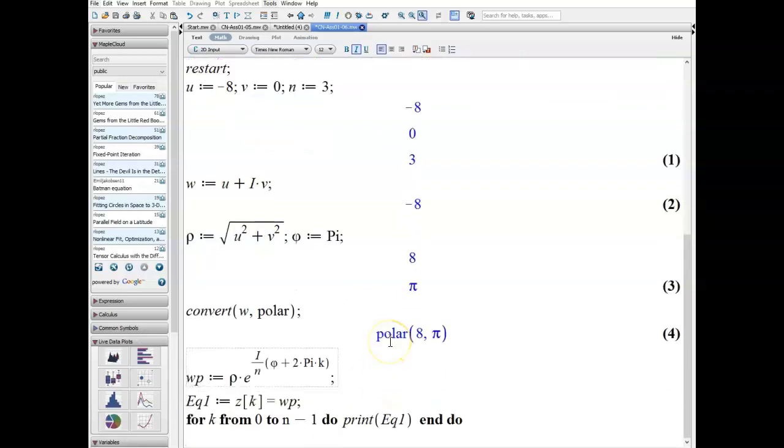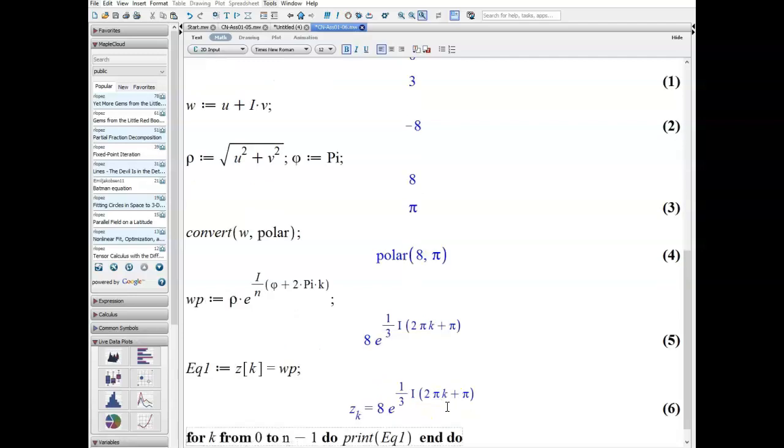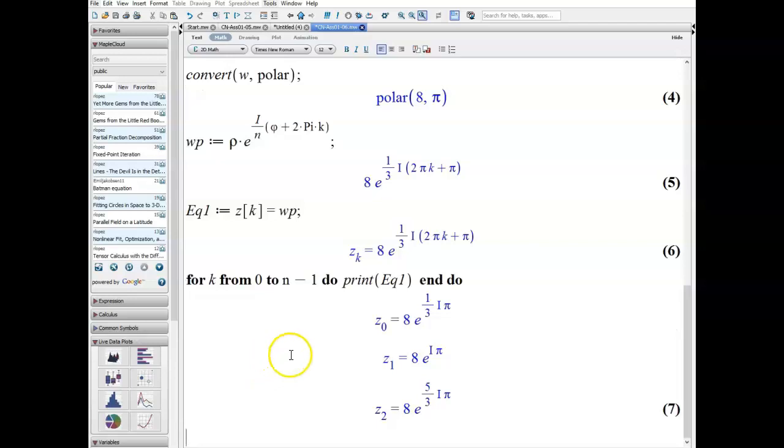So w in polar form can be expressed as 8 into e to the power i times (2 pi k upon 3 plus pi by 3). So we can generate roots z suffix k, where k can take different values rolling from 0 to n minus 1. So here we can generate the 3 roots z0, z1 and z2.